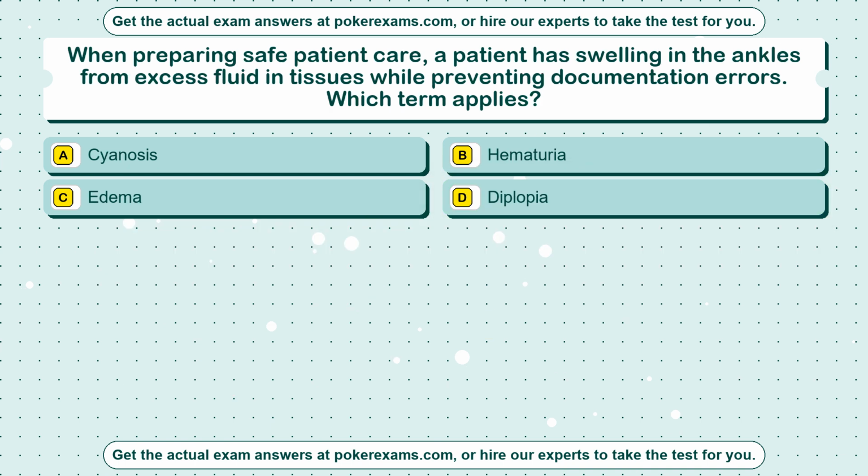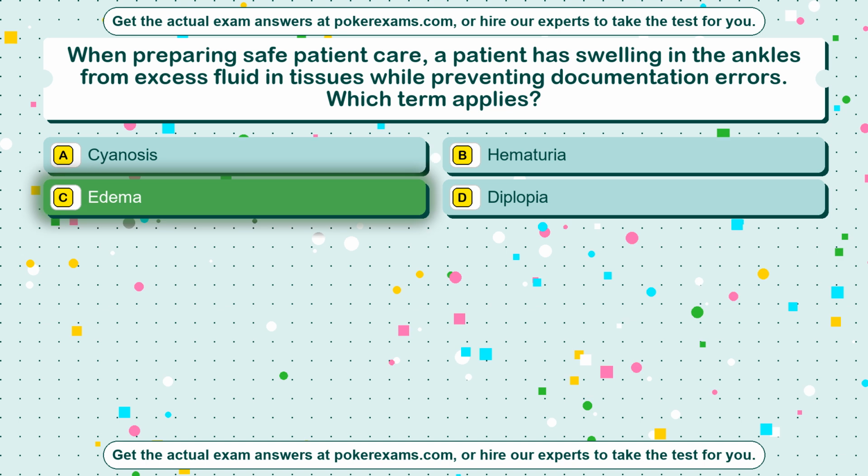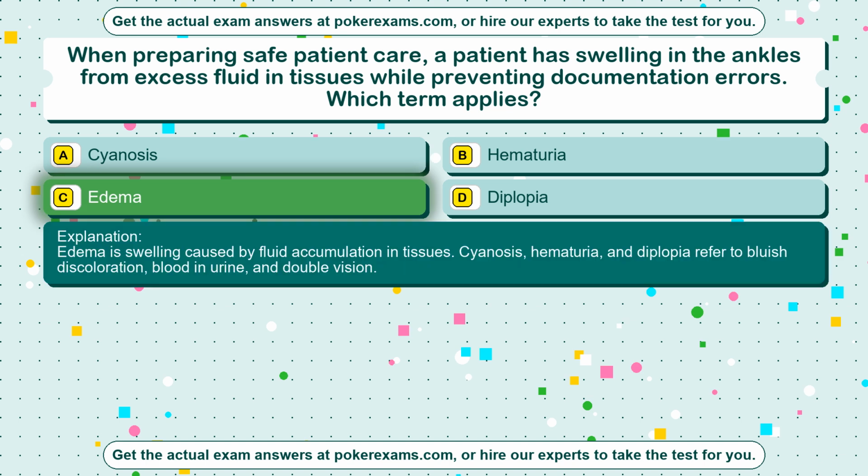Question 57. When preparing safe patient care, a patient has swelling in the ankles from excess fluid in tissues while preventing documentation errors. Which term applies? Option A, cyanosis. Option B, hematuria. Option C, edema. Option D, diplopia. The correct answer is option C, edema. Edema is swelling caused by fluid accumulation in tissues. Cyanosis, hematuria, and diplopia refer to bluish discoloration, blood in urine, and double vision.